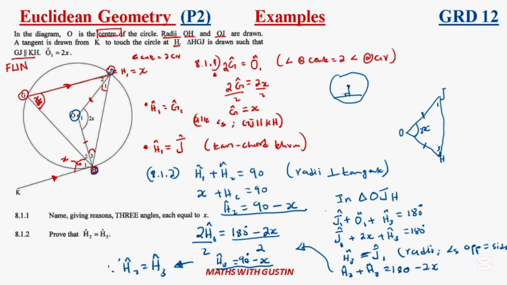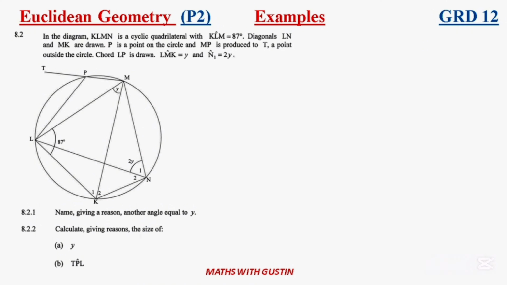Okay, let's move on to the next question here. It says in the diagram below we have got a cyclic quad. Hope you guys can remember, when I say cyclic quad, you must start thinking of the exterior angle of a cyclic quad, and also the opposite angles of a cyclic quad. They are also equal to 180.